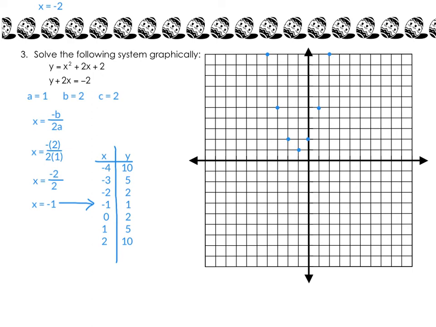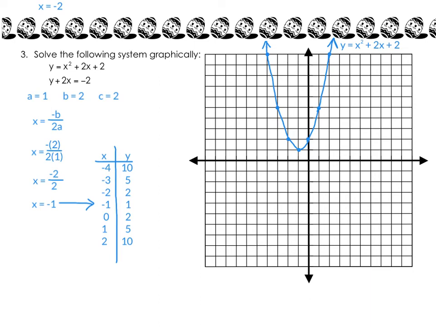So hopefully your graph looks something like mine with all of your points plotted on the graph just from your table. Once you have all the points plotted, connect with a smooth curve to show that it's the parabola shape. And then the other thing I'm going to do once I've connected is make sure that we put a label on our graph so I know which one we just put on the graph. So I graphed the quadratic, y equals x squared plus 2x plus 2. Make sure that you also have that.